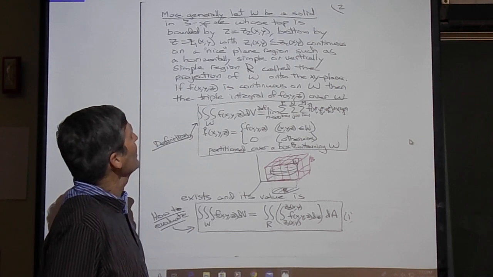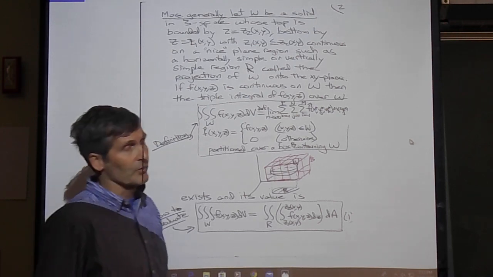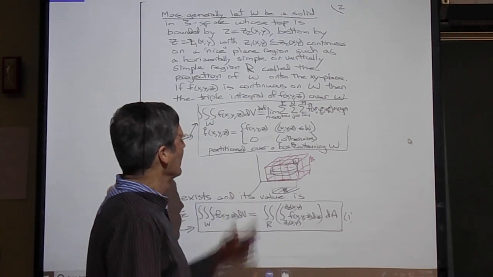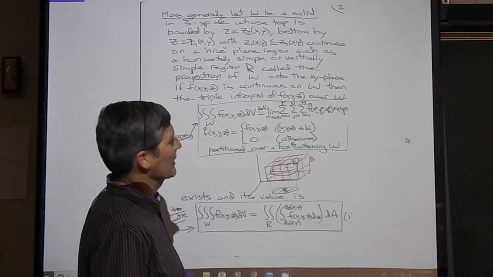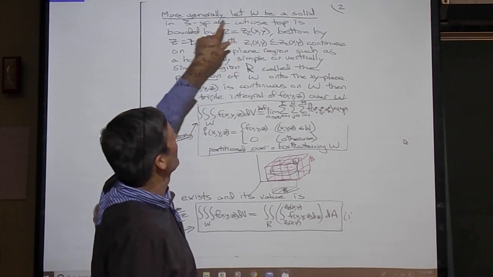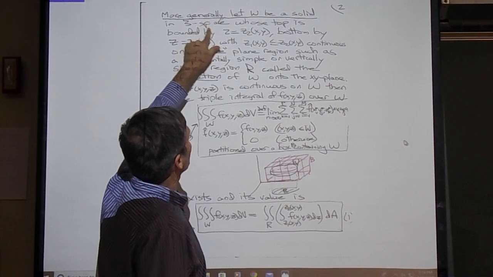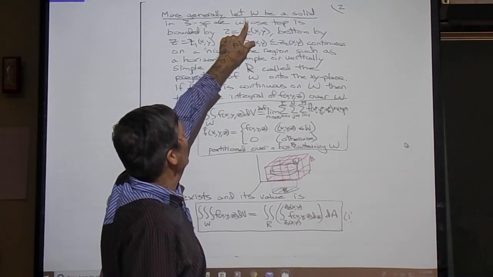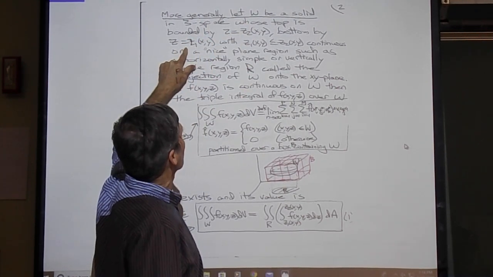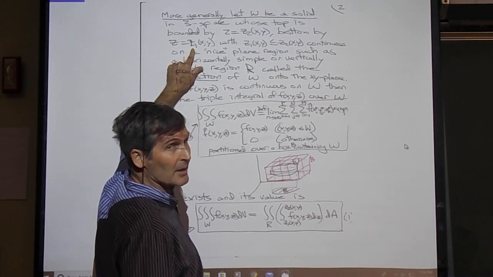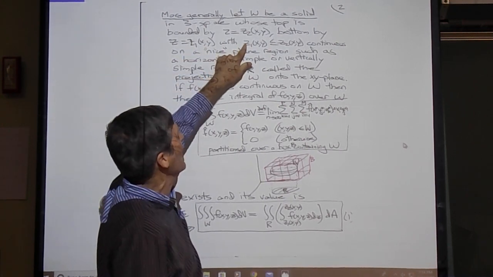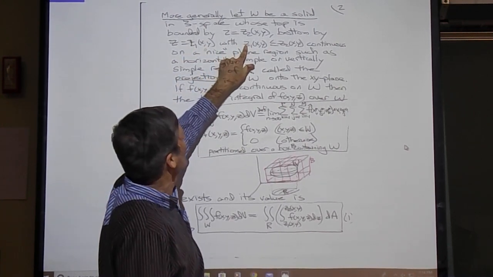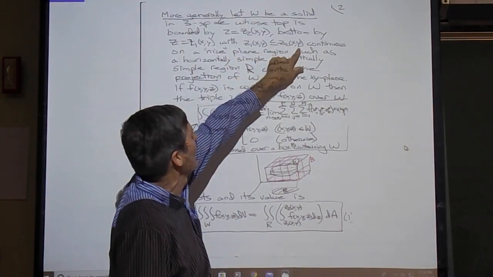Here's the next page. More generally, we don't want to just do rectangular boxes, rectangular parallelepipeds as they're called in mathematics. In 3-space, suppose we let W be a more general solid. It's bounded by a surface on the bottom, z equals z1 of xy, and on the top by a surface z equals z2 of xy.